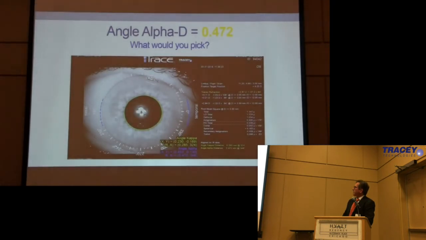So now she wants her second eye done. Here we go. Now we're falling more within the 0.5 millimeter on angle alpha and angle kappa, so they're lining up a little bit closer together. In this eye, she wants to have a little bit better near vision. So what would you do?